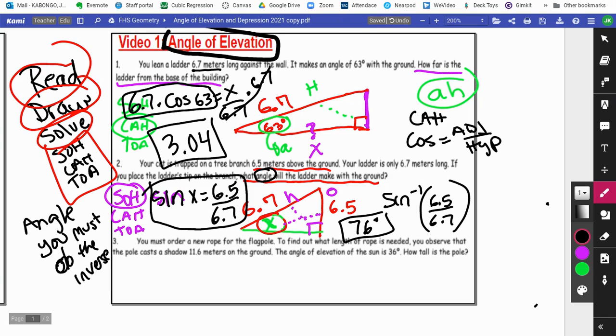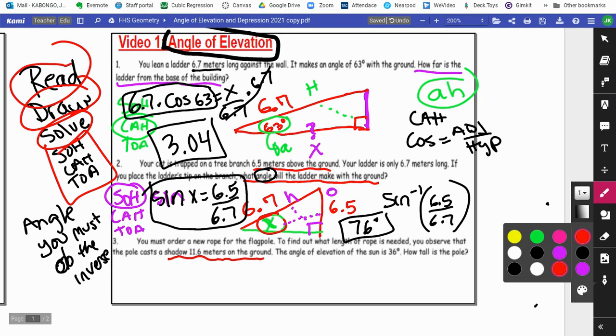Number 3, let's read it. You must order a new rope for a flagpole. To find out what the length of the rope is needed, you observe that the pole casts a shadow of 11.6 meters to the ground. All right, so let's draw that. So the post casts a shadow all the way at the bottom here of 11.6.